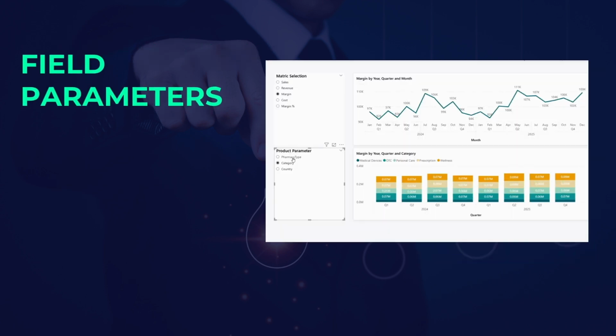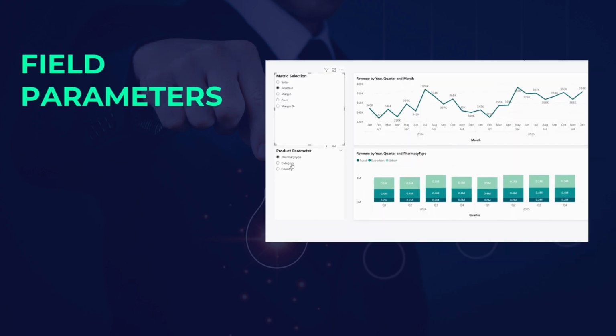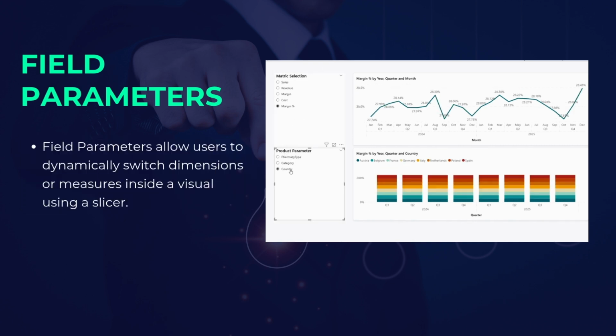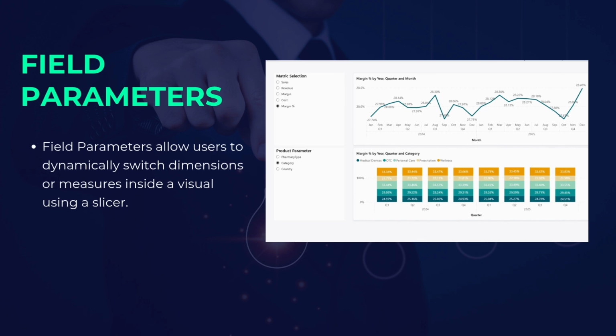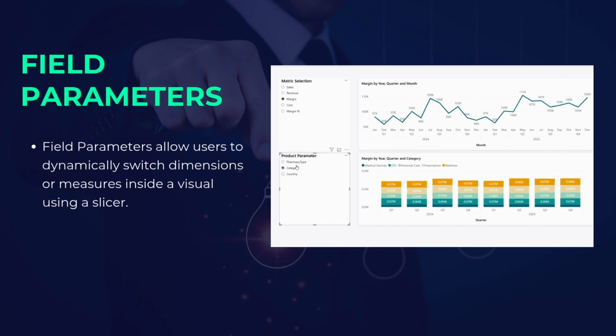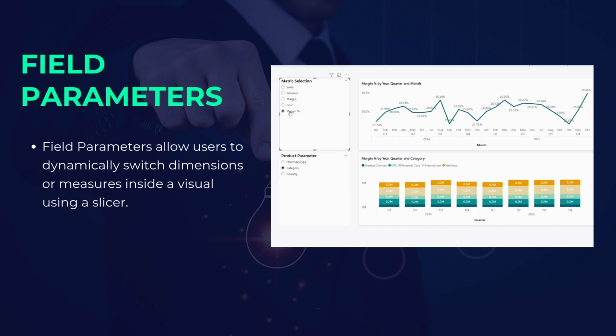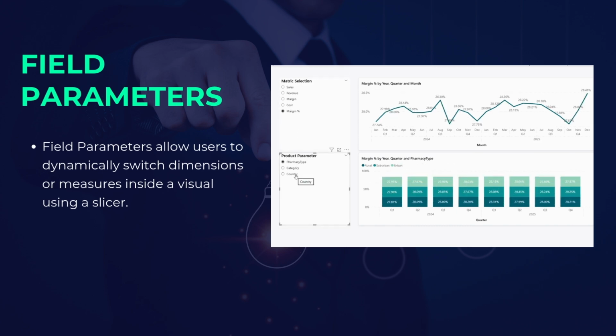Today, I'm going to show you how to build professional dynamic dashboards using field parameters, the modern way. Field parameters are a feature in Power BI that allows your end users to dynamically switch the fields, like measures or dimensions, inside a single visual just by clicking a slicer. Think of it as giving your users a remote control for your charts.